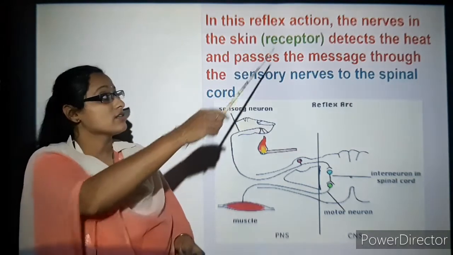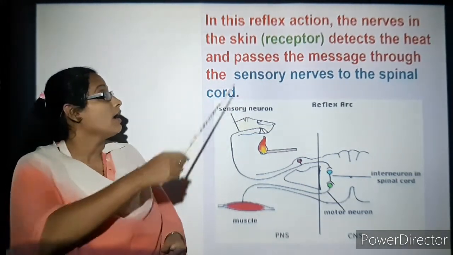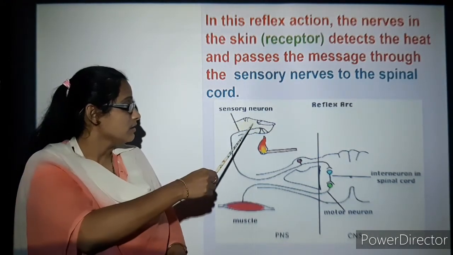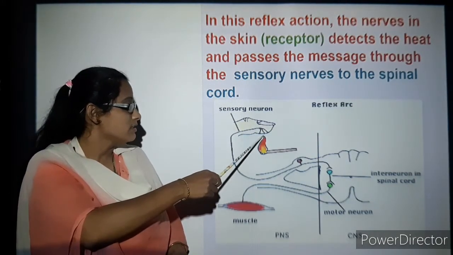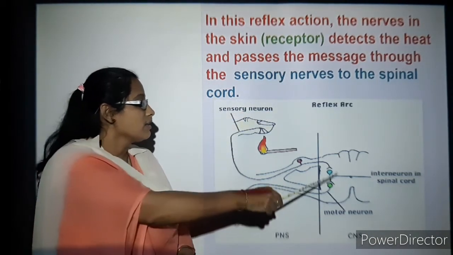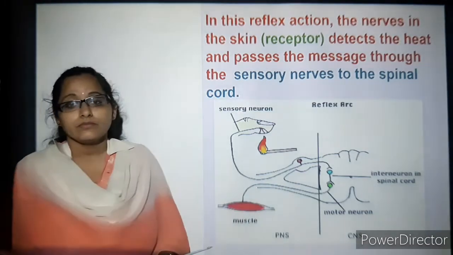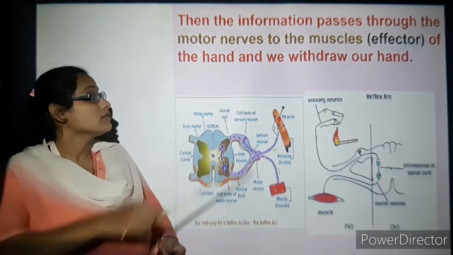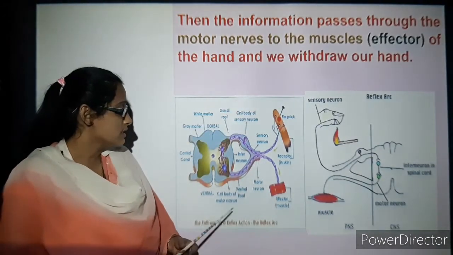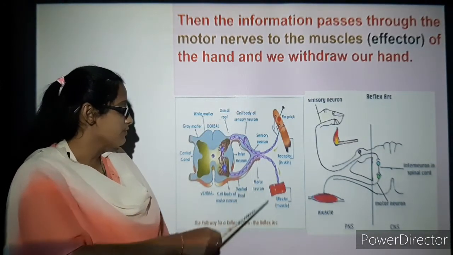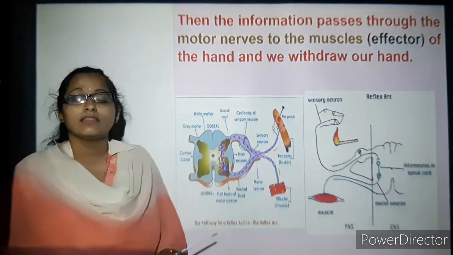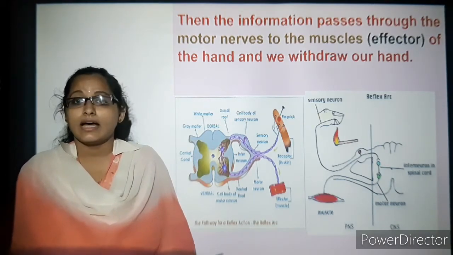In this reflex action, the nerves and the skin receptor detect the heat. So you can see here your finger, and it detects the heat and it is passing the message through the sensory nerves to the spinal cord. So this information is passed on through the motor nerves of the muscles. So we can see here the motor nerves of the muscles of the effector, and it comes back to the hand, and this makes you withdraw the hand.